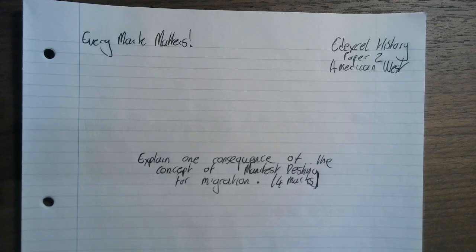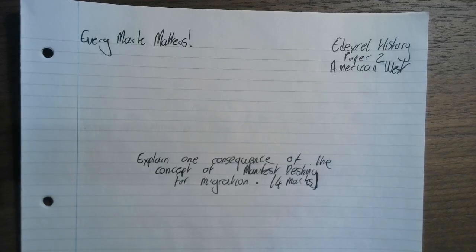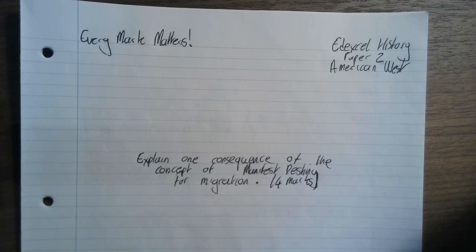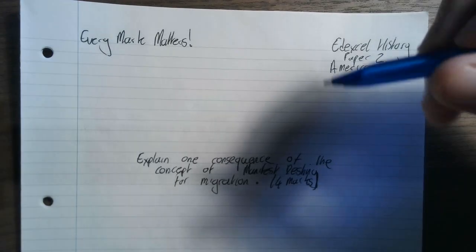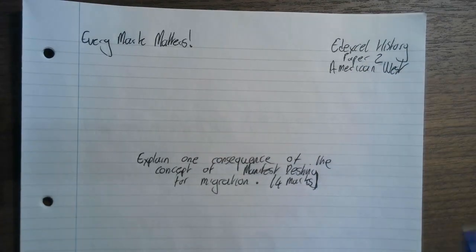Today we're having a look at Edexcel History Paper 2, the American West, and we've got an absolute peach of a question today. Our exam question of the day is: explain one consequence of the concept of manifest destiny for migration, 4 marks. This is an absolute dream of a question, both in terms of the actual question itself, but also the topic is great.